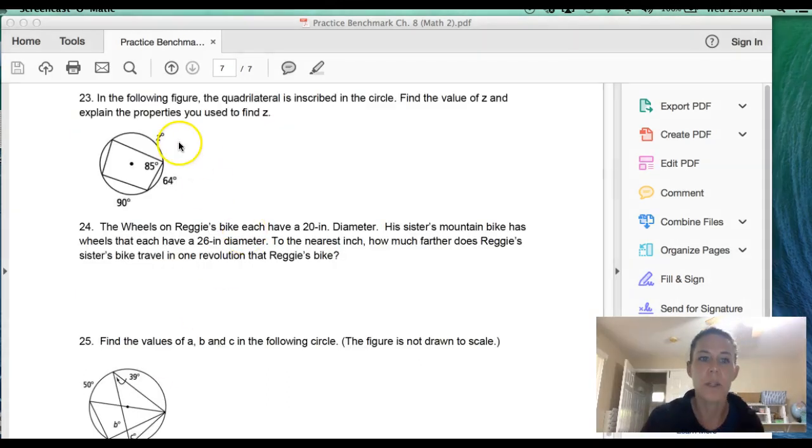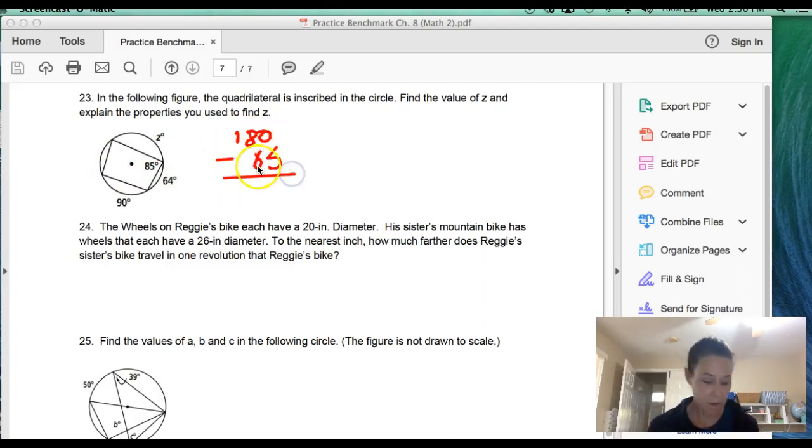All right, knowing the properties on this one, the following figure, the quadrilateral, is inscribed in the circle. Find the value of z and explain the properties you use to find z. The one property that I would use, and I would explain this, is that if I have a quadrilateral inscribed in a circle, the opposite angles are supplementary. So if this is 85, I can figure out this angle by going 180 minus 85. I would write that out as one of the properties that I used. So I want you to write that out. I'm not going to write it out because my drawing tool is really hard to work with. So I would say that is 95.